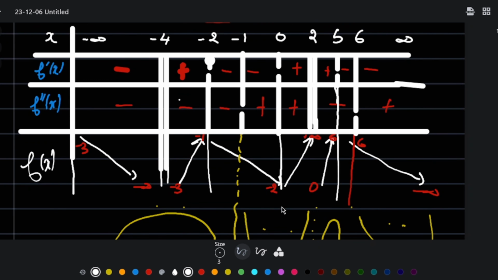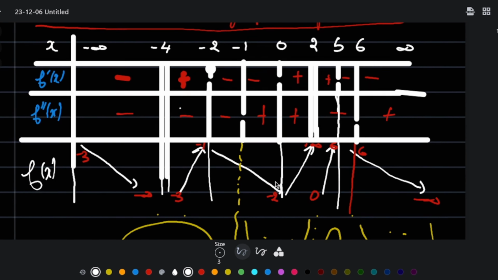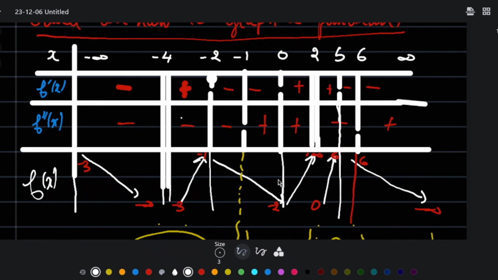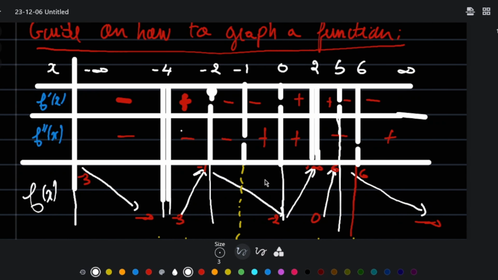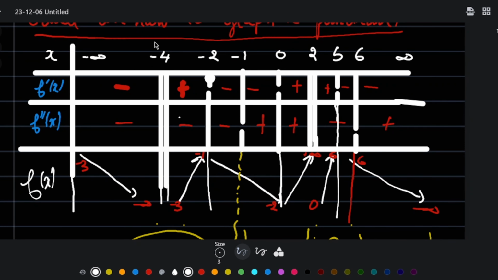So to see the asymptote, let's identify the vertical asymptote. The vertical asymptote is when the function has an infinite limit at a finite point. So for example, we have here that the limit at minus 4 from the left is minus infinity. So x equal to minus 4 is a vertical asymptote. And the same thing here for 2. We have a limit from the left equal to plus infinity. So x equal to minus 4 and x equal to 2 are vertical asymptotes.